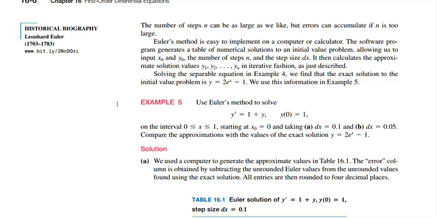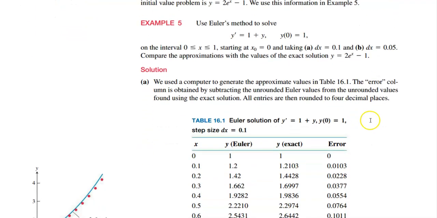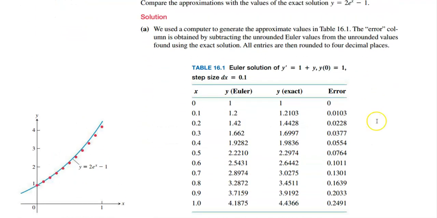So in example 5, we want to use Euler's method to solve y prime equals 1 plus y, where y0 equals 1, on the interval from 0 to 1, starting at x0 equals 0 and taking (a) dx equals 0.1, and for (b), dx equals 0.05. So we want to compare the approximations with the values of the exact solution, y equals 2e to the x minus 1. So here we're using a table in a computer to generate the approximate values down here.